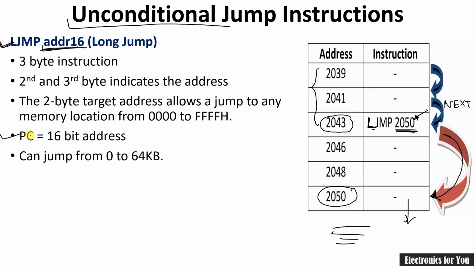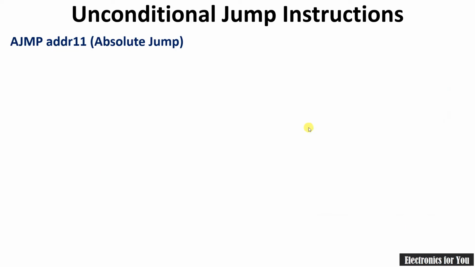So this program counter has a 16-bit address and it can jump from 0 to 64 KB. I have already explained it. Now the next instruction, again an unconditional jump instruction, is AJMP address 11. Previously it was a 16-bit address, now it is an 11-bit address. It is a very special instruction in case of 8051. Note here that A stands for absolute, so it is an absolute jump with an 11-bit address.